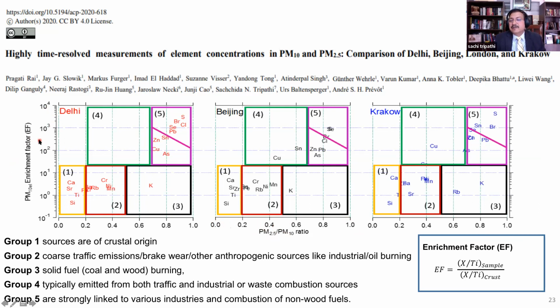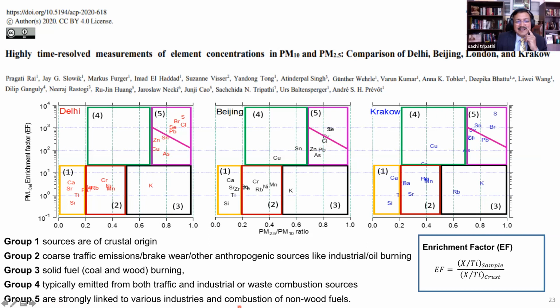So the higher the enrichment factor is, that means that compared to the crust, there is more and more contribution coming from anthropogenic sources, right? Okay. So for example, if something is lying in this particular box, which is 5, that means these are the ones which are highly impacted by anthropogenic sources. And that is what is shown here.